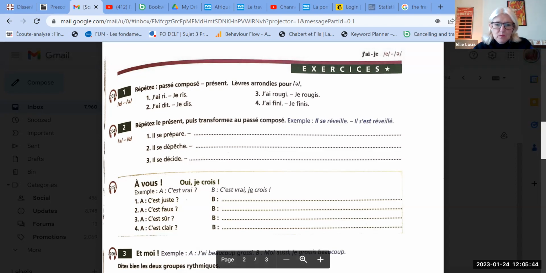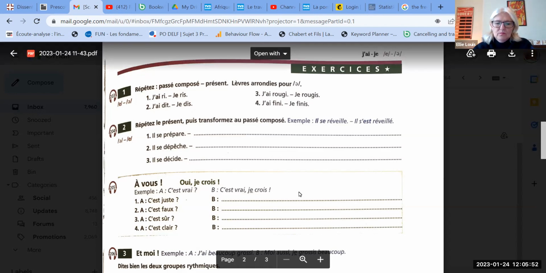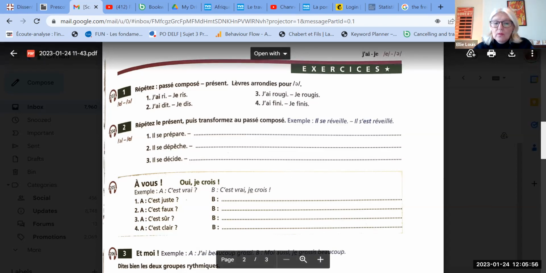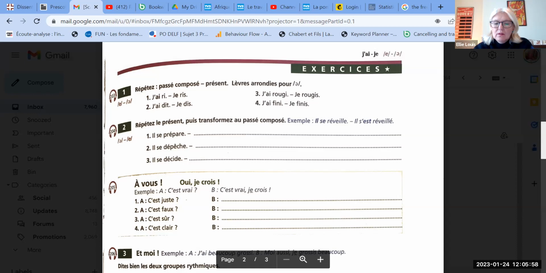So, oops. Okay, let's go. Exercice 2. Exemple. Il se réveille. Il s'est réveillé. 1. Il se prépare. Pardon. It's not that one. Where is it? Sorry. There's 2 or 3. Sorry about that. Thanks.